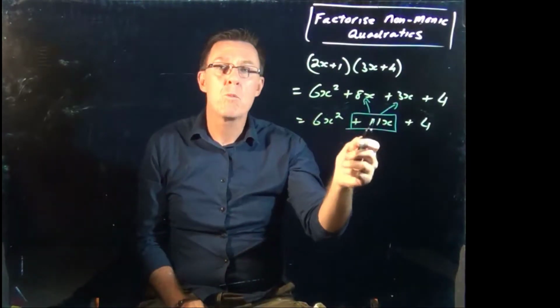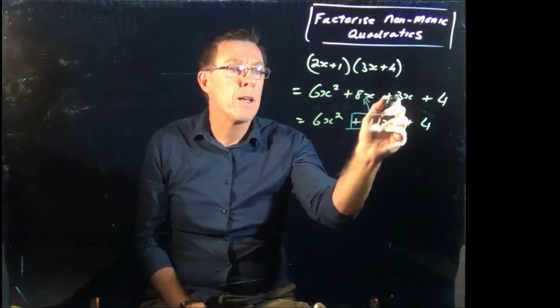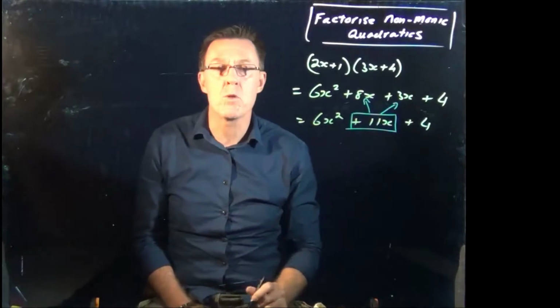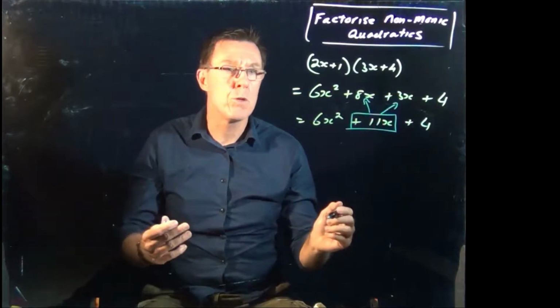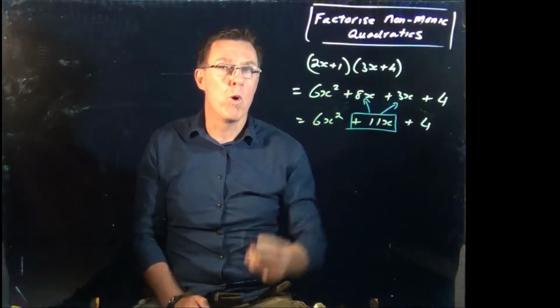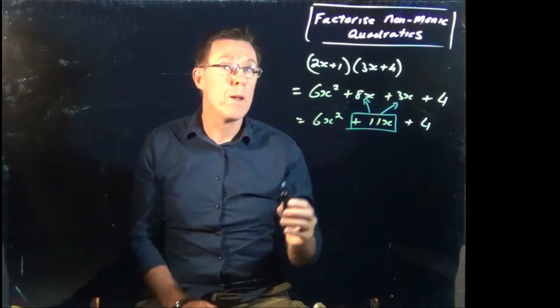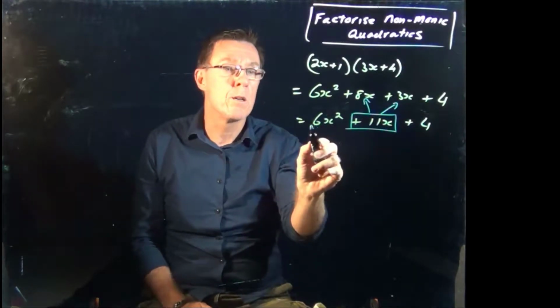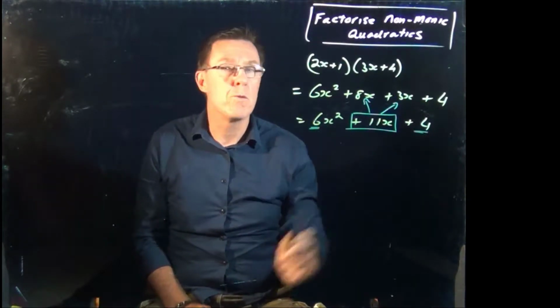Alright, how do we choose that it was 8x plus 3x? Why didn't we choose 9x plus 2x? Why didn't we choose negative 9x plus negative 2x? Why positive 8? Why positive 3? Well, that comes from, surprisingly, these 2 numbers we haven't touched yet. Positive 6 and the positive 4.